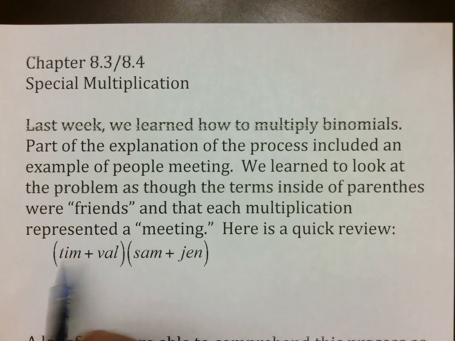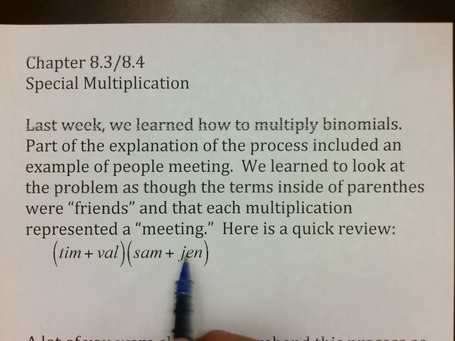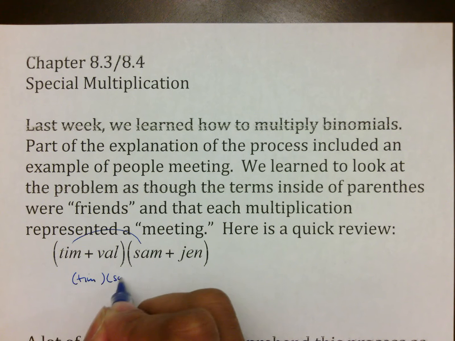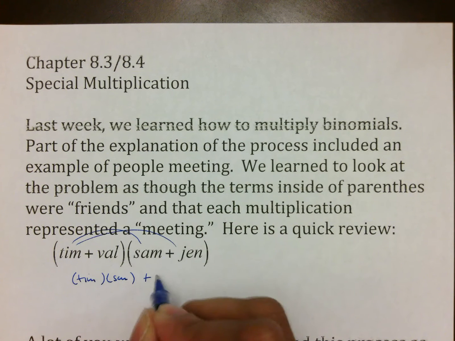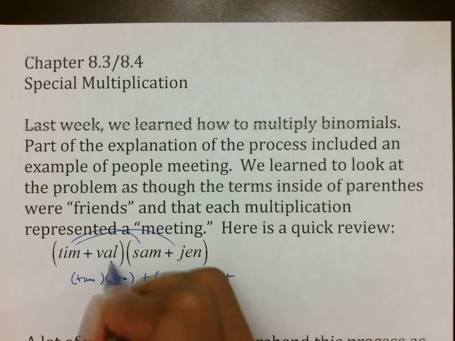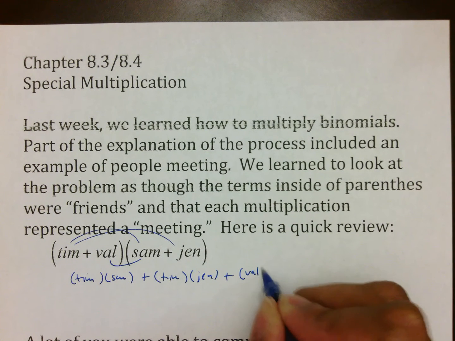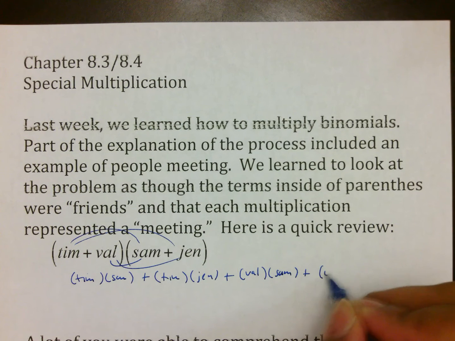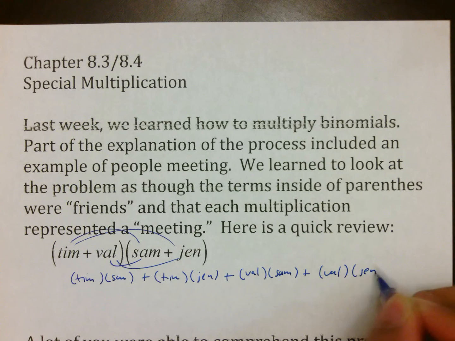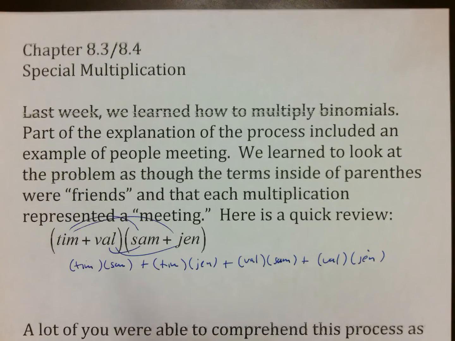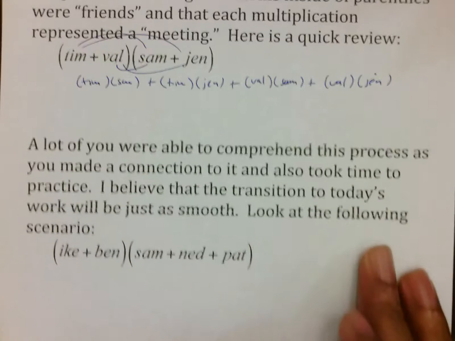So in this case, Tim and Val don't need to meet because they already know each other. Again, they're friends. Sam and Jen don't need to meet because they're already friends. But what will happen is that Tim meets Sam, and we always use the plus. Tim meets Jen, and Val meets Sam, and Val meets Jen. And so that was where we went last week in terms of our multiplication, so we knew how to make everything match up and meet up like it was supposed to.